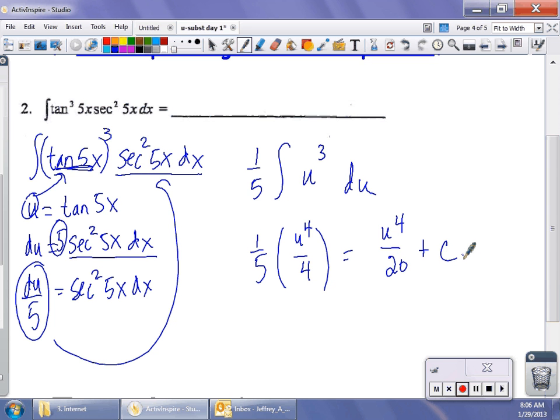This part doesn't really matter because I want the function in terms of x. So now I'm going to resubstitute. Remember, here's my substitution. Tangent 5x goes in place of u, so I get tangent 5x to the 4th power over 20 plus c. All right, so take a look at this as often as you need to and review it. The more you practice it, the easier it becomes.